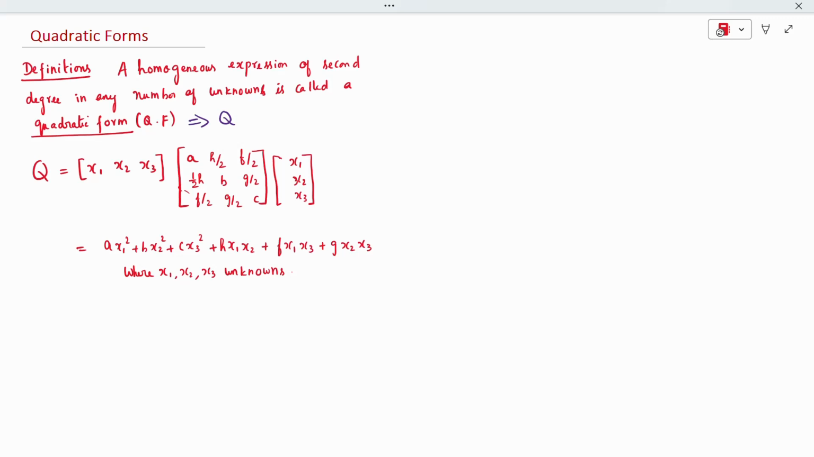When I multiply it, now you are able to write it in equation format. It's nothing but a x1 square plus b x2 square plus c x3 square. Only diagonal elements first. The diagonal elements are x1 square, x2 square and x3 square. This is your diagonal elements.